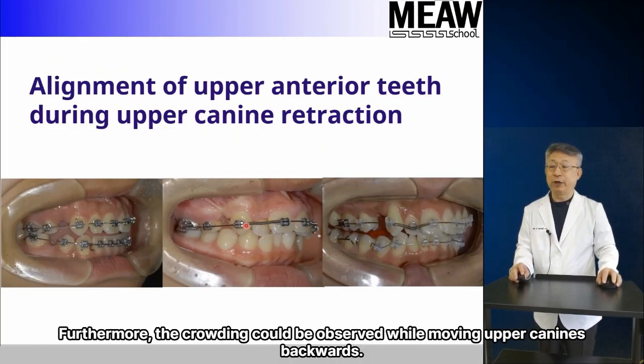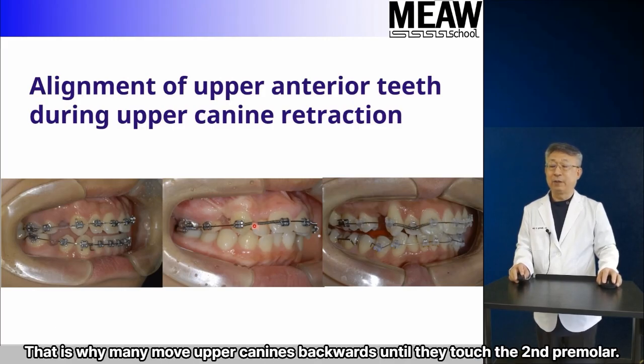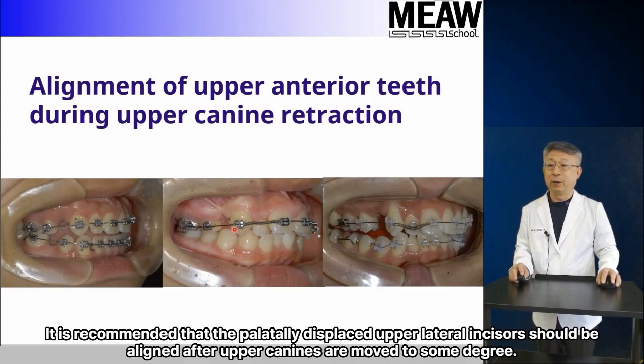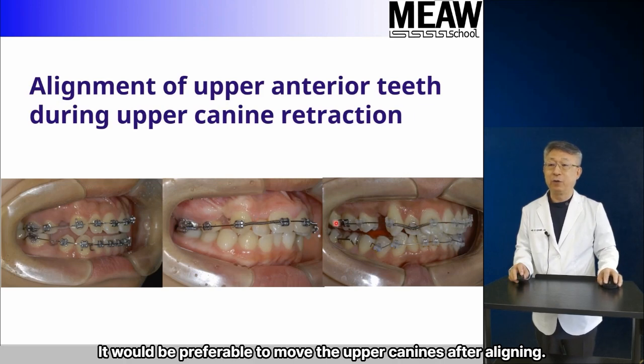Furthermore, crowding could be observed while moving upper canines backwards. That is why many move upper canines backwards until they touch the second premolar. It is recommended that the palatally displaced upper lateral incisors should be aligned after upper canines are moved to some degree. It would be preferable to move the upper canines after aligning.